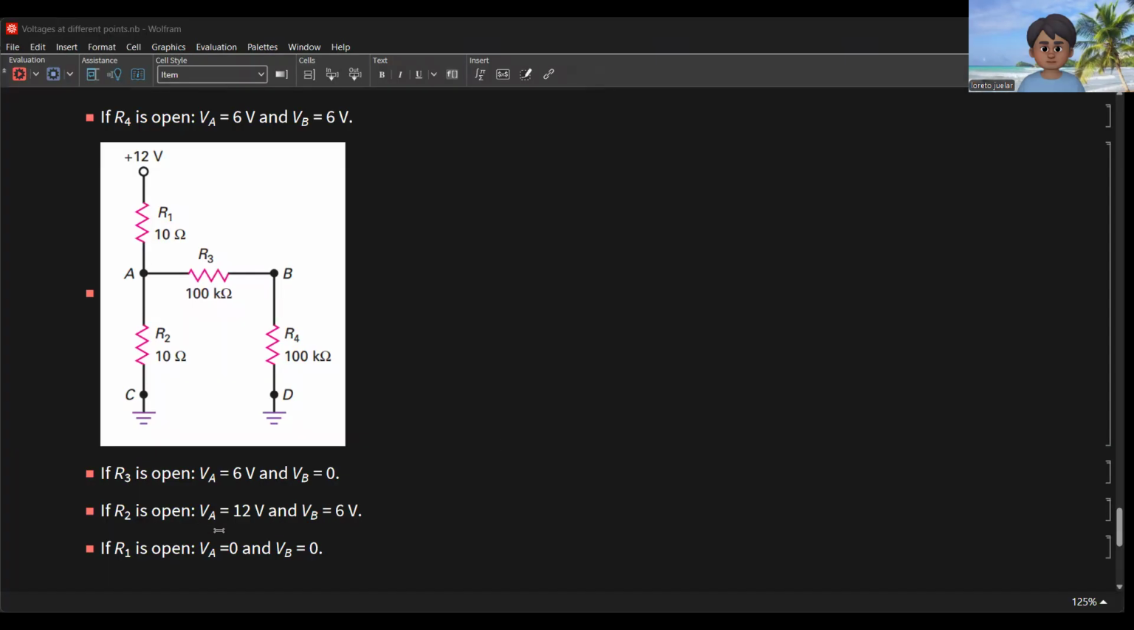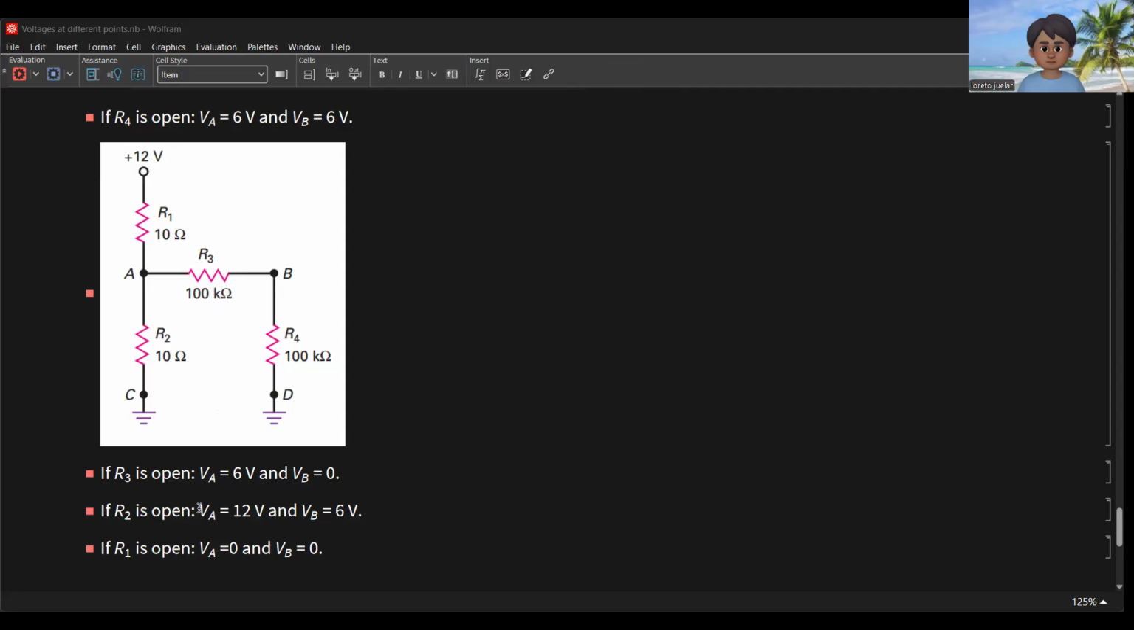So if R2 is open, the R1 here is much less than R3 and R4. So the voltage at point A is approximately equal to 12 volts. So the total voltage here will be equally distributed between R3 and R4. So that is equal to 6 volts. So the voltage here equal to 6 volts.